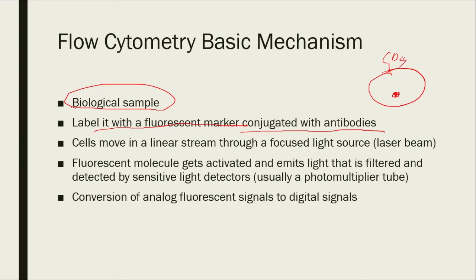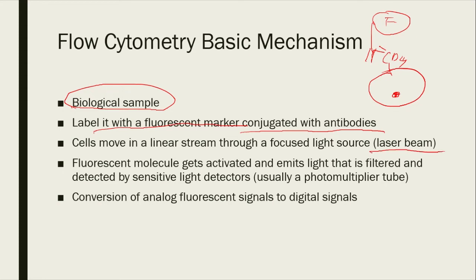We could have an antibody that is specific for CD4, and that will bind to this CD4 and link to a fluorescent molecule. In that way, cells that have a CD4 marker will fluoresce, and things that don't have a CD4 marker will not fluoresce. That is the idea. So after you label these cells, put a label on there, these cells are moved into a linear stream of liquid through a focused light source, the so-called laser beams.